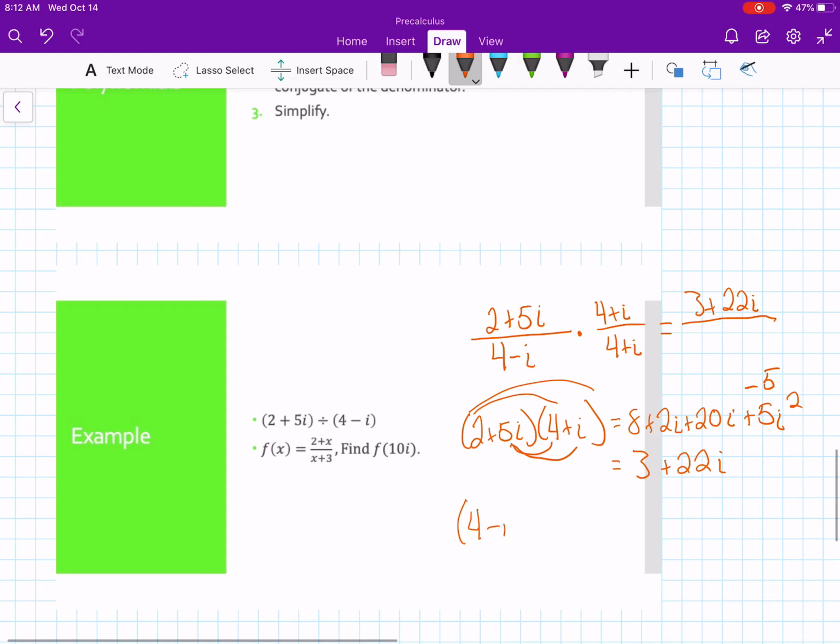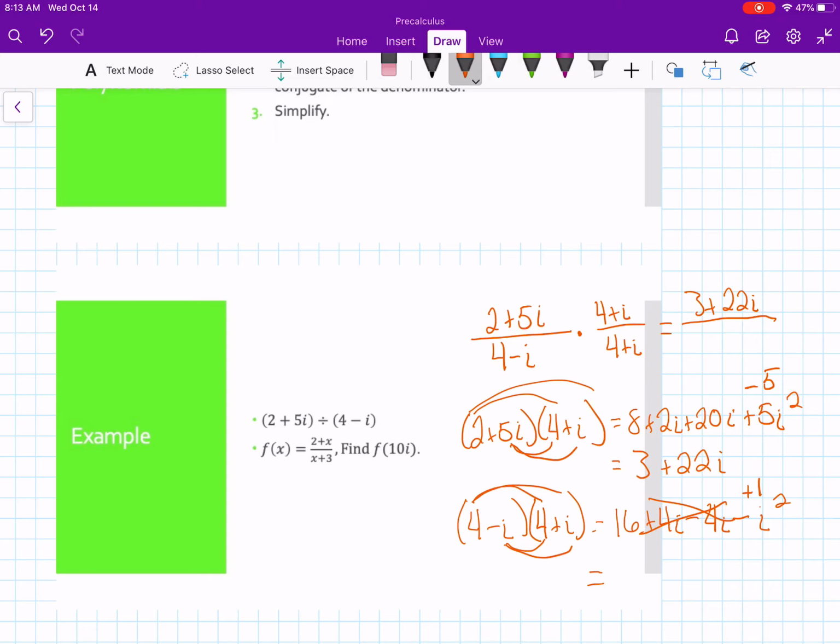And then 4 minus i times 4 plus i. We get 16 plus 4i minus 4i minus i squared. Notice that when we multiply by the conjugate, these middle terms cancel out. And a minus i squared is a plus 1, because minus -1 is plus 1. So we just get 17. So our answer is 3 plus 22i over 17, because it can't be simplified.